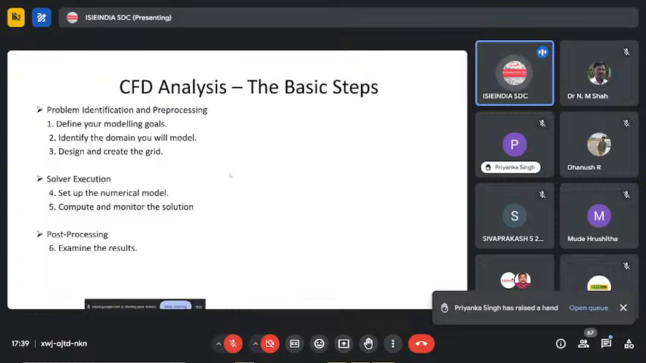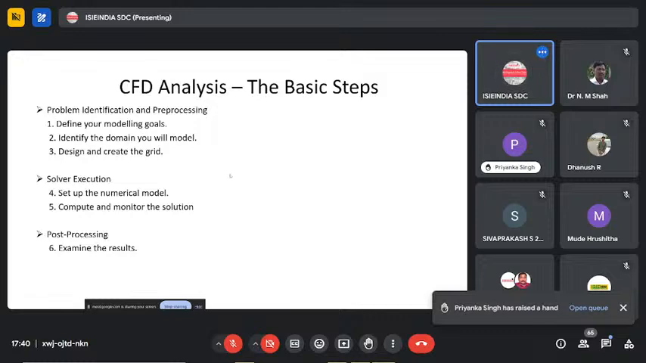These are some basic steps to follow while solving a specific problem with the help of CFD. So what are these basic steps? First we have to identify the problem, that is, what problem we have to analyze. After identifying the problem, we follow several steps: define a modeling goal and identify the domain, that is, which domain we have to model and design. That is the pre-processing part. Then we have to form a grid, which is discretization.